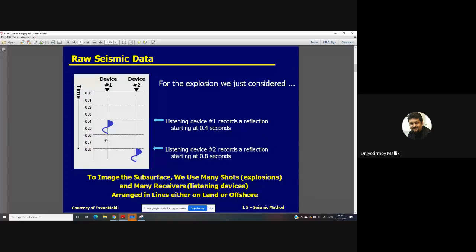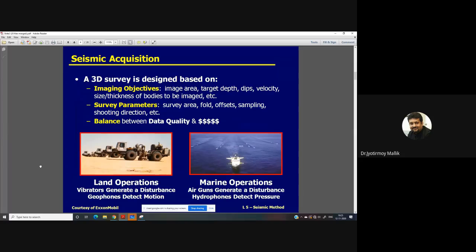So we defined wiggles, we defined wave trace. Now, how is seismic acquisition done? A 3D survey design is based on imaging objectives. For example, the image area, which area you want to do your seismic surveys on, and the target depth, whether your reservoir is sitting at 3,000 meters or at 5,000 meters. That will determine what sort of seismic survey you want to do.